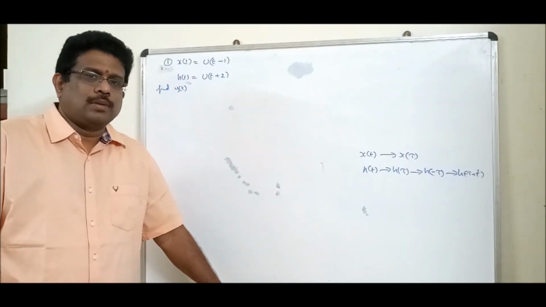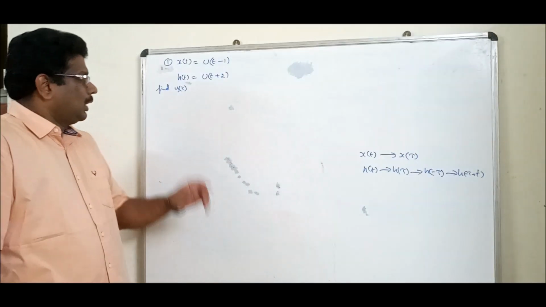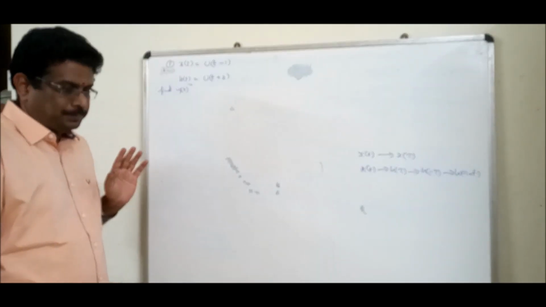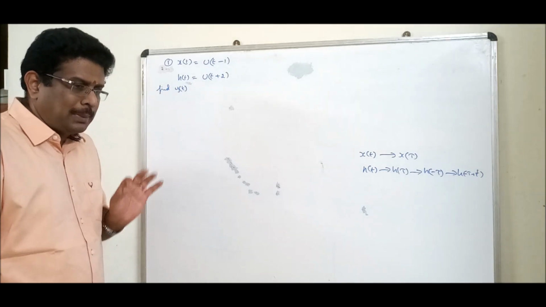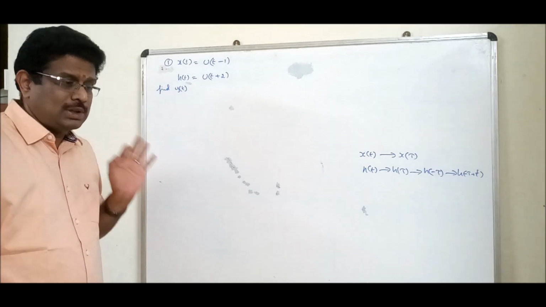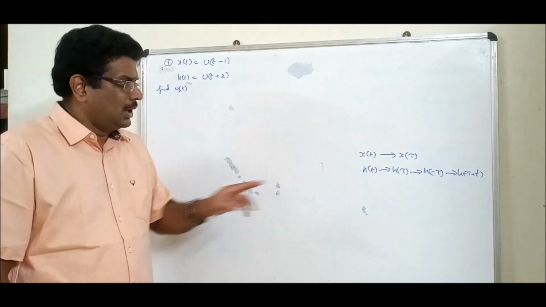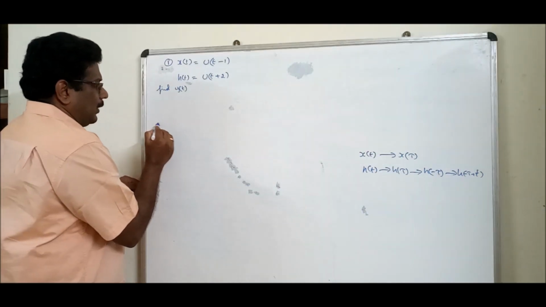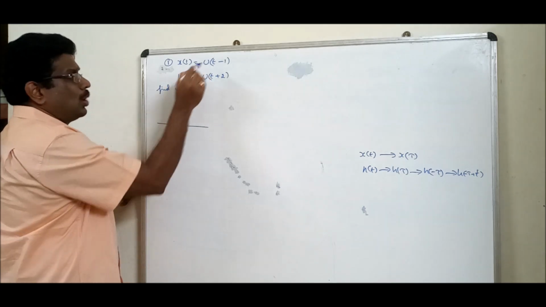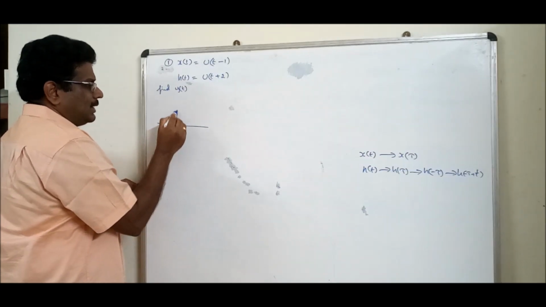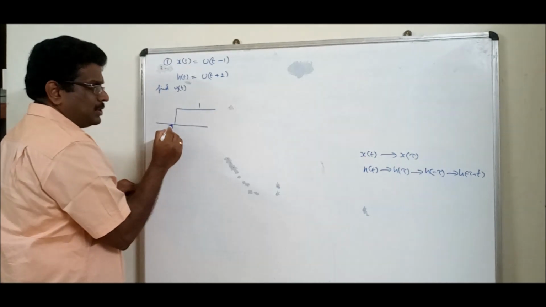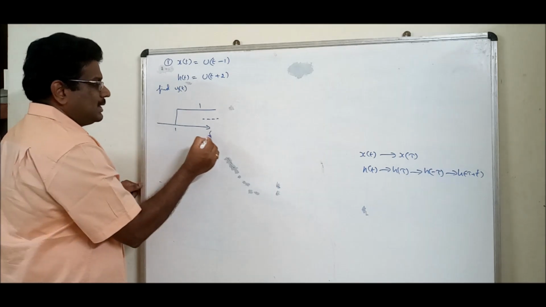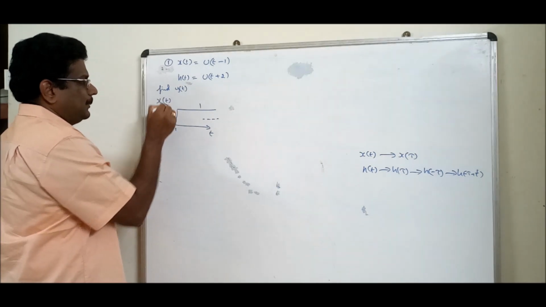Let us do the first problem. X of t is given, h of t is given. Find y of t. First you should do the preliminary work. I am using this word preliminary work. This is the preliminary work you should do. Let me do it. What is the first given signal? U of t minus 1. Yes, it is the u of t signal. It starts from 0. T minus 1 is right shifted. So this is your x of t.